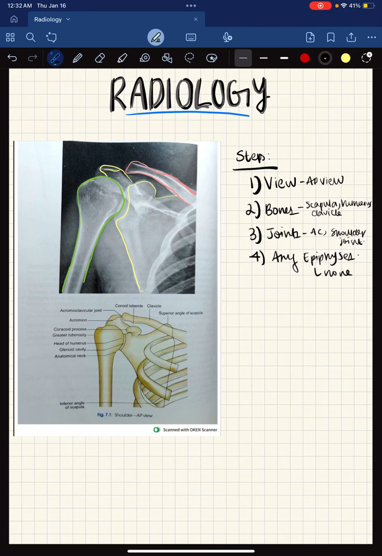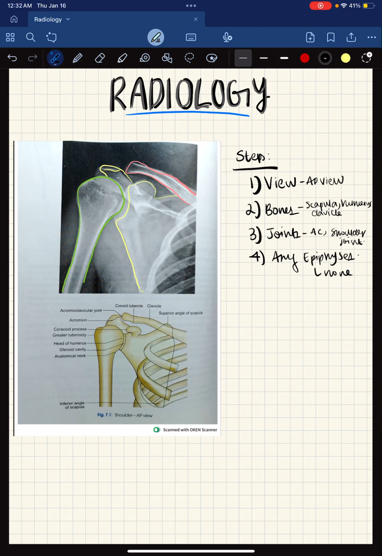Hello everyone. So today's lecture will just be a short tutorial on how to analyze an X-ray and how to present it during a Viva. So in today's video we'll be mainly dealing with the upper limb X-rays and the thorax X-rays.